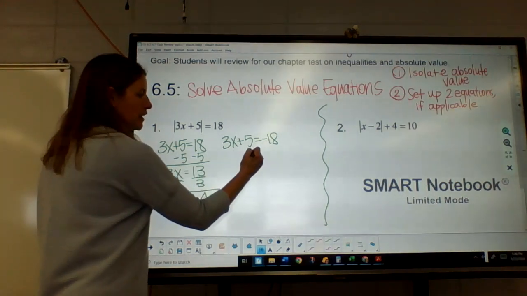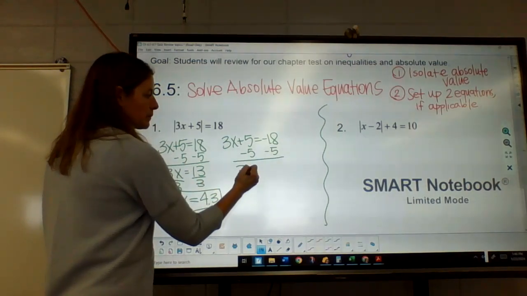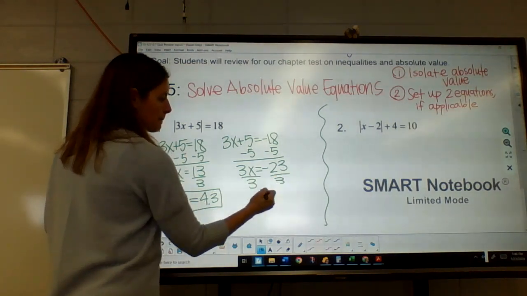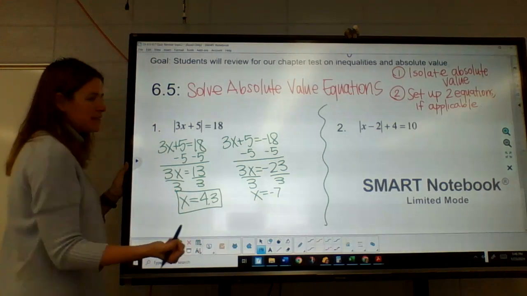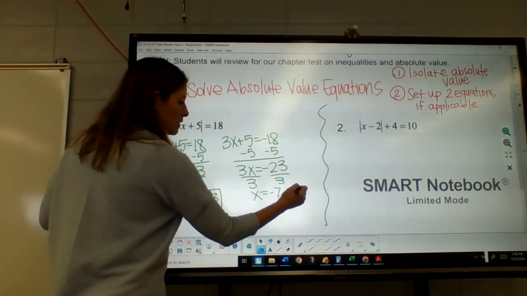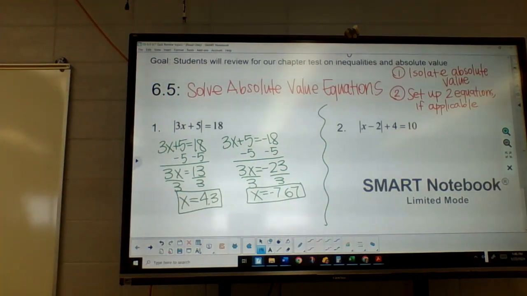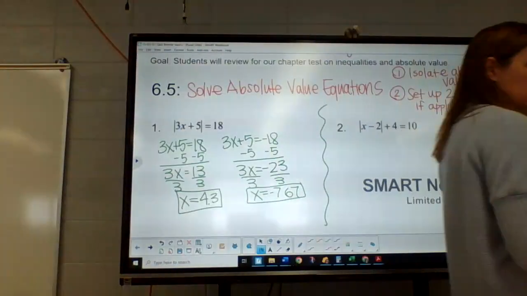And then we're going to do the same thing over here. So we have negative 23 over here, and that's going to be like 7.6 repeating, I believe. So those are two solutions.